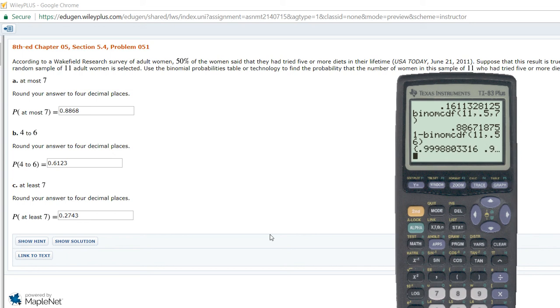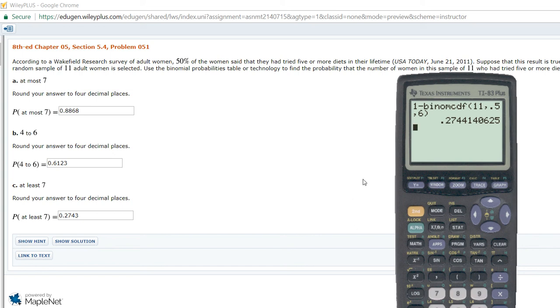That will give you your probability. What did I do here? I think I forgot a comma. Let's see here. 1 minus second distribution, binomial CDF, 11, 0.5, comma. Yes, I did forget a comma, 6. And that's going to give us our probability for 7, 8, 9, and 10.